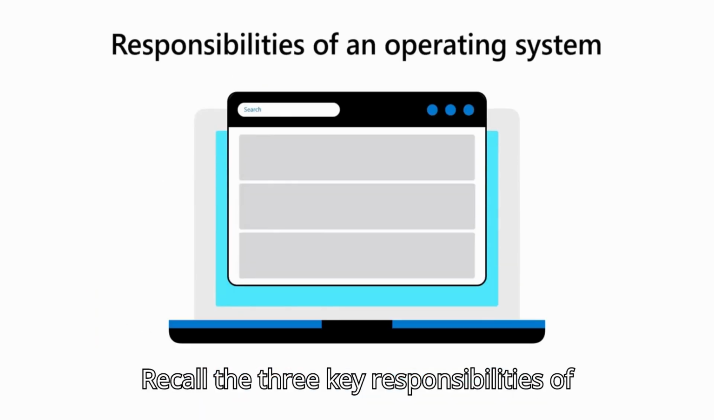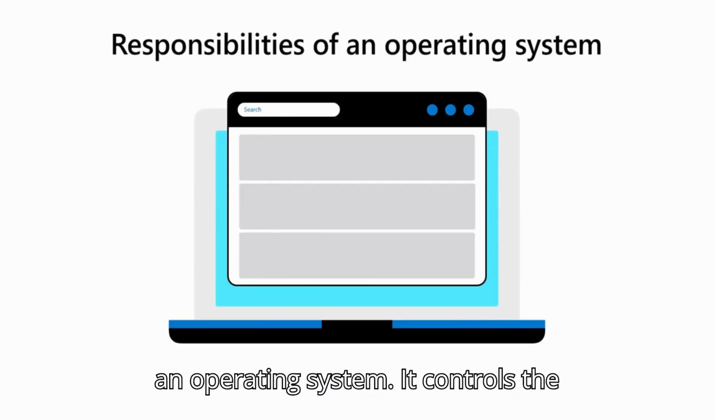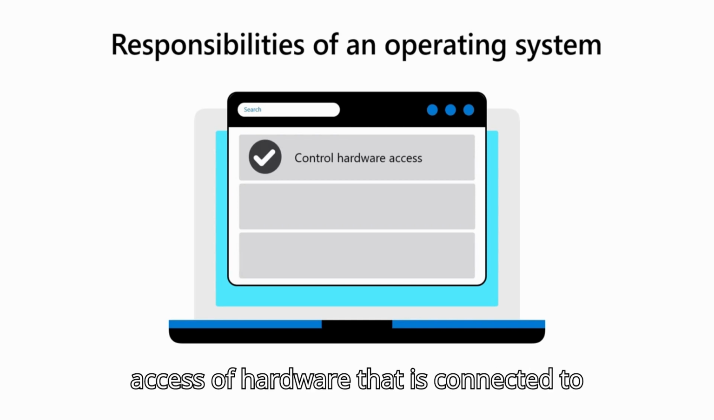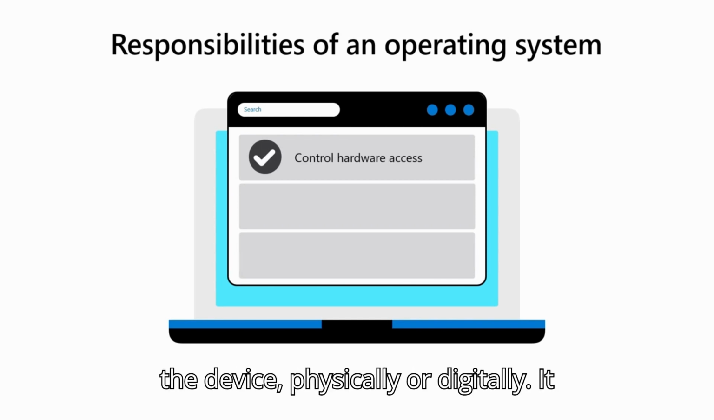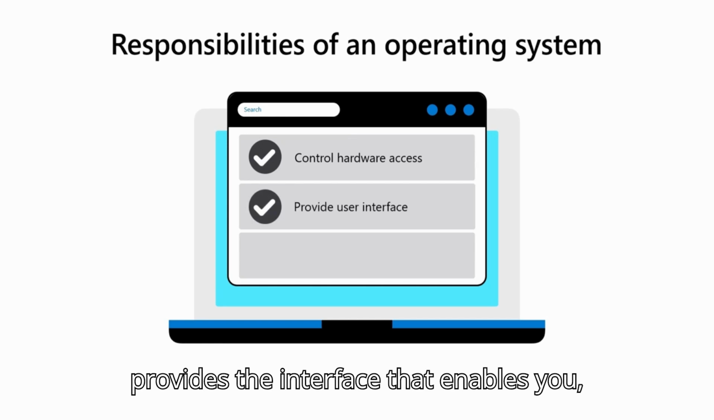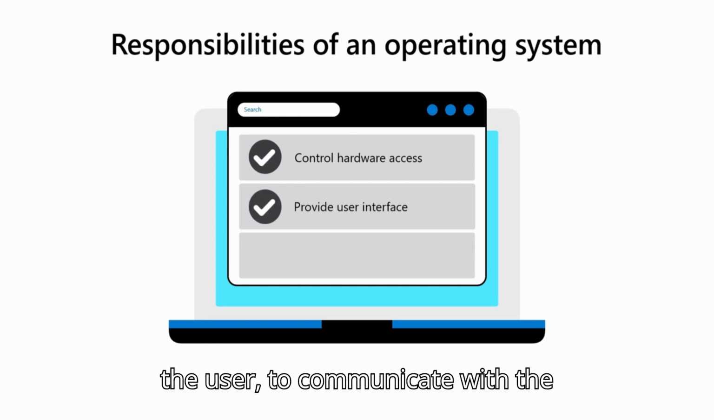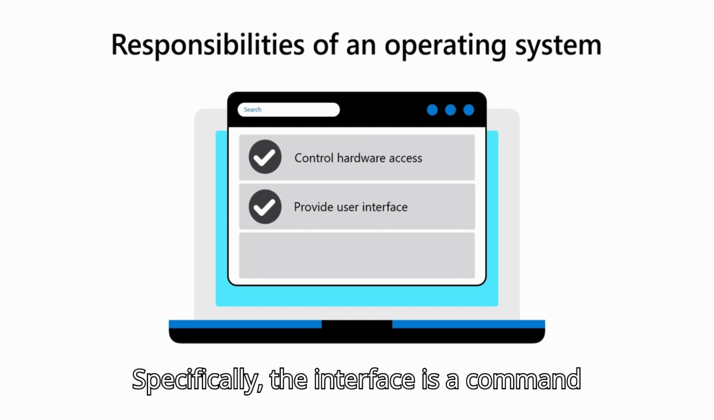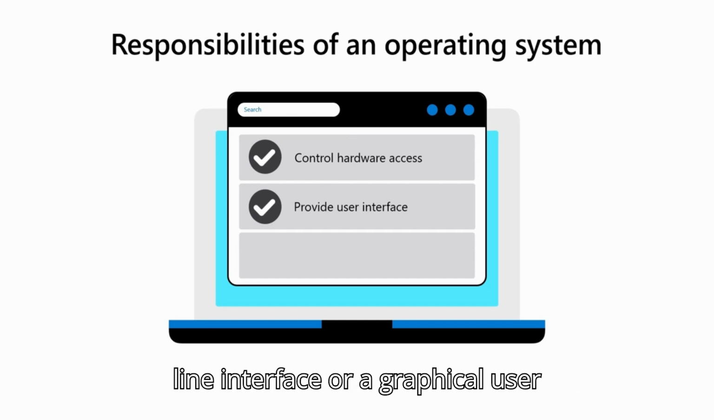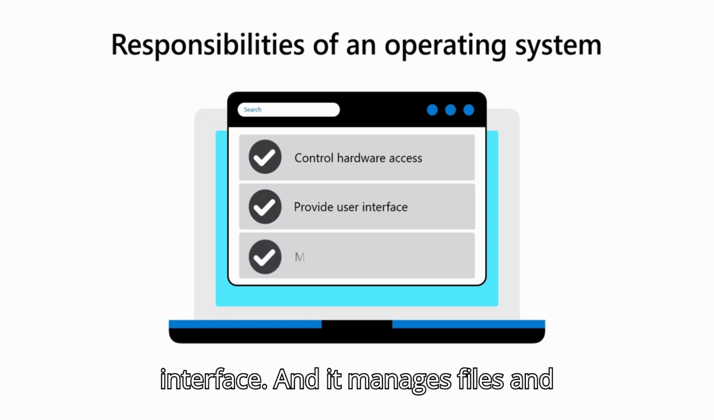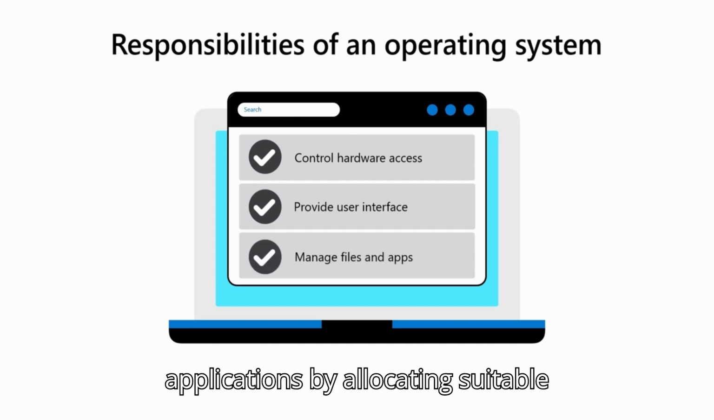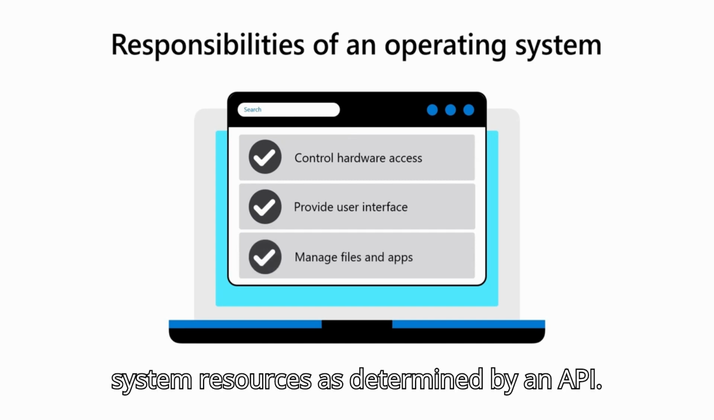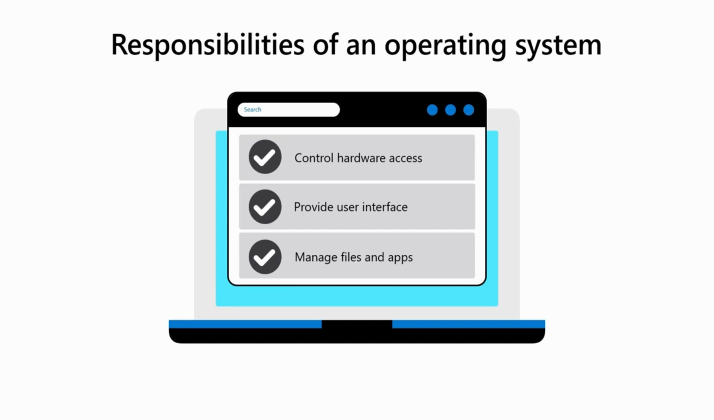Recall the three key responsibilities of an operating system. It controls the access of hardware that is connected to the device, physically or digitally. It provides the interface that enables you, the user, to communicate with the computer's hardware and software. Specifically, the interface is a command line interface or a graphical user interface. And it manages files and applications by allocating suitable system resources as determined by an API.